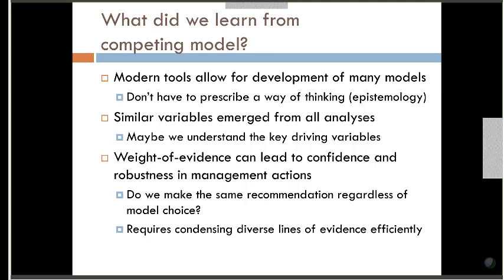And maybe thinking about the world in these competing epistemologies allows us to create a weight of evidence. And that weight of evidence can give confidence to decision makers that we're not getting lost in the weeds of modeling, that we do know something strongly assertive about the direction of change in a particular system. And we can ask questions like, do we make the same recommendation regardless of which model we're using?